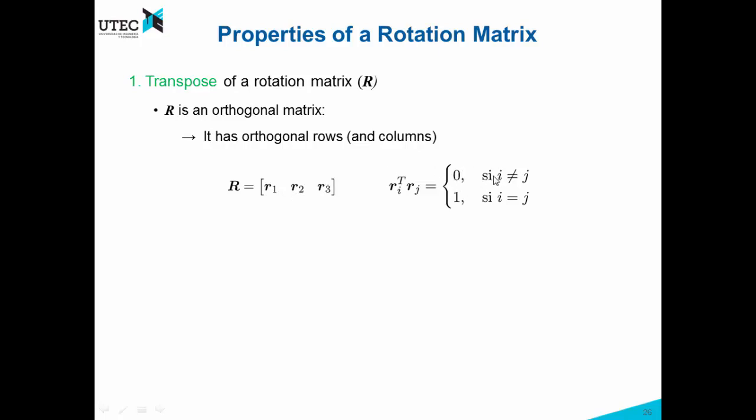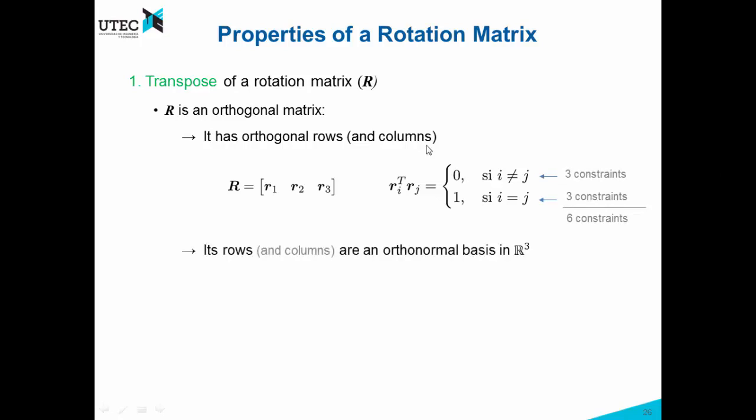This gives 3 constraints for this first part. Then for the second part, if I multiply each of these with itself, the result is 1. So R1 transpose R1 is equal to 1. The same for R2 and for R3. So again, I have 3 constraints for this. So in total, I have 3 constraints here and 3 constraints here, which give me a total of 6 constraints. Now, it means that the rows and columns form an orthonormal basis in R3.